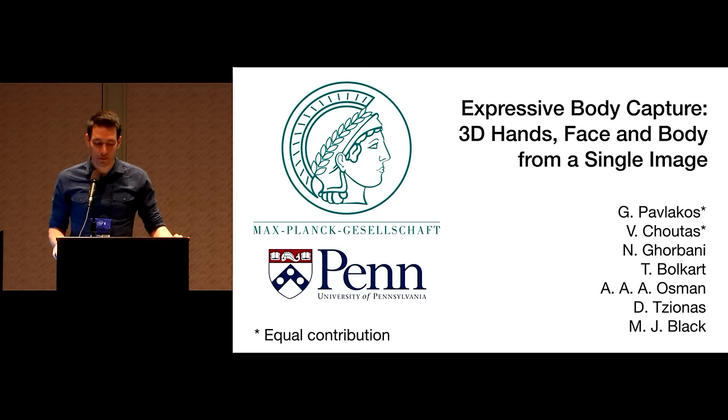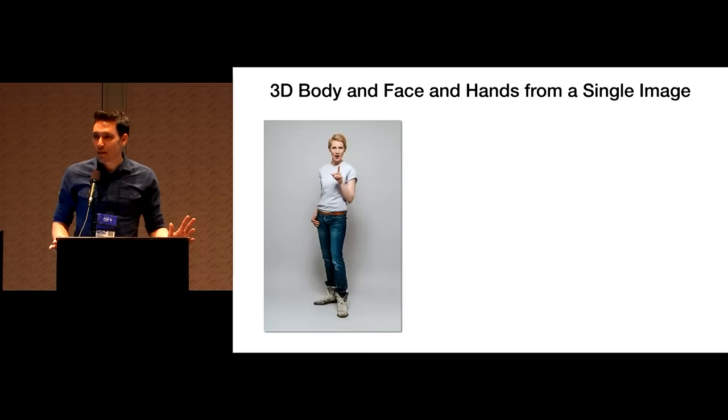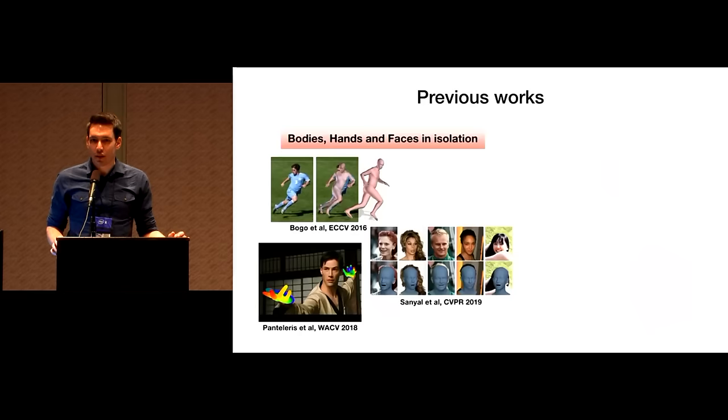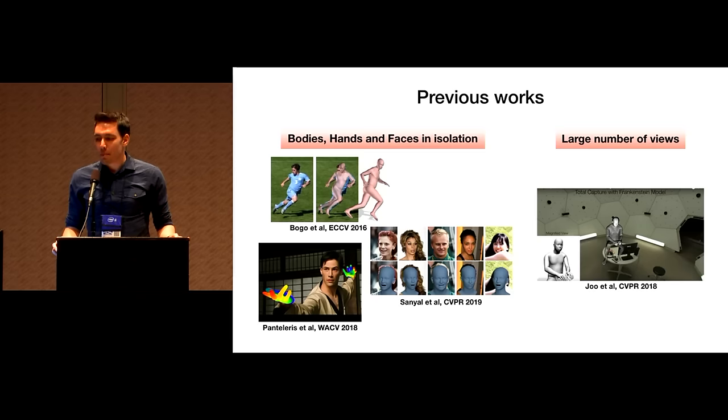So, in this work, we are given a single image of a human, and our goal is to estimate the 3D pose and shape for the full body, the face, as well as the hands, in a unified manner. Previous methods have addressed each part of the body independently, or required sophisticated setups with a large number of cameras to enable holistic capture. In this work, we estimate pose and shape for body, hands, and face together, while requiring only a single RGB image as input.